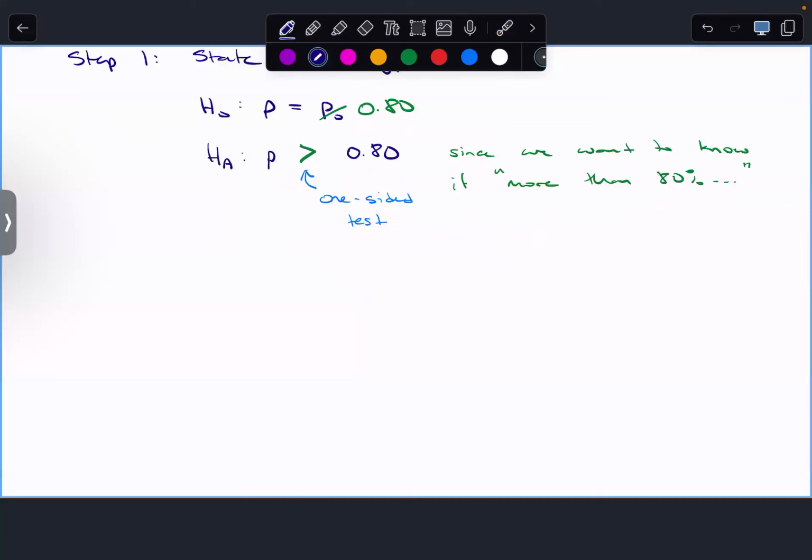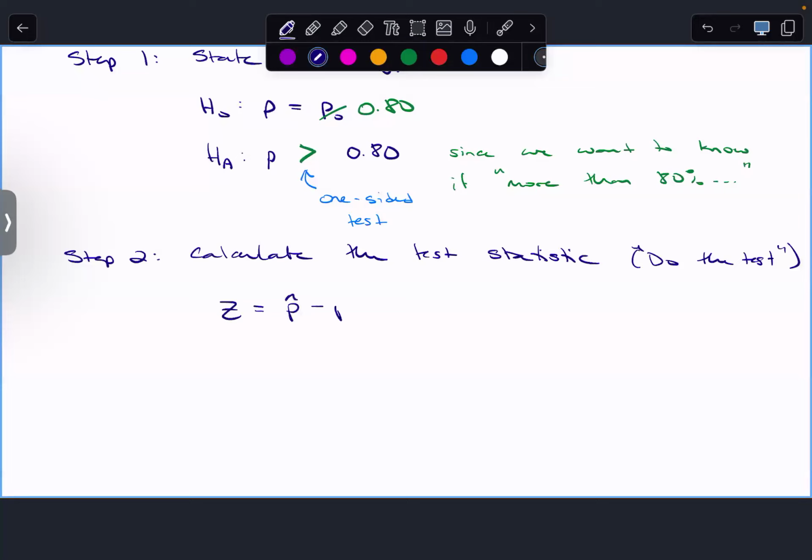So step 2. Calculate the test statistic, or do the test is usually what I say. But I had to stop that because then people didn't know what the test statistic was. And that's not good. But calculate the test statistic. The test statistic is the z-score that's on your formula sheet. z is p hat minus p naught over the square root of p naught q naught over n.